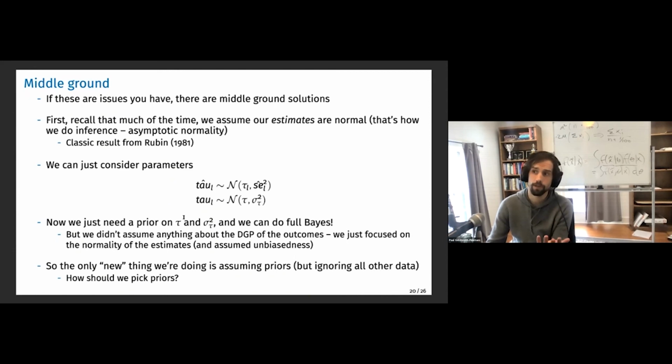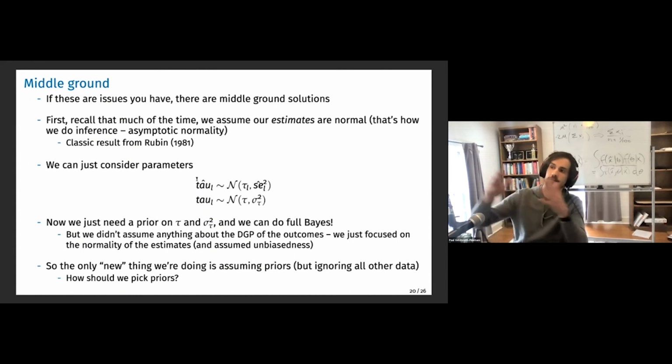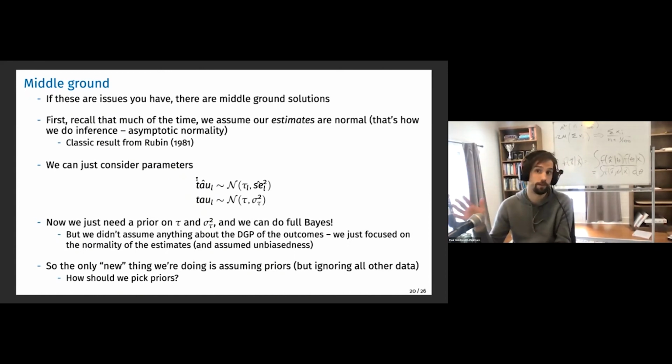And what's kind of cool about this, right, is that if we had a prior on tau and on sigma squared, we could just do full Bayes here, right? We can easily talk about the posterior. We just treat these tau hats as data. This is one way of thinking about, hey, if we have a set of results in a literature, for example, we could talk about shrinkage estimation in that setting.